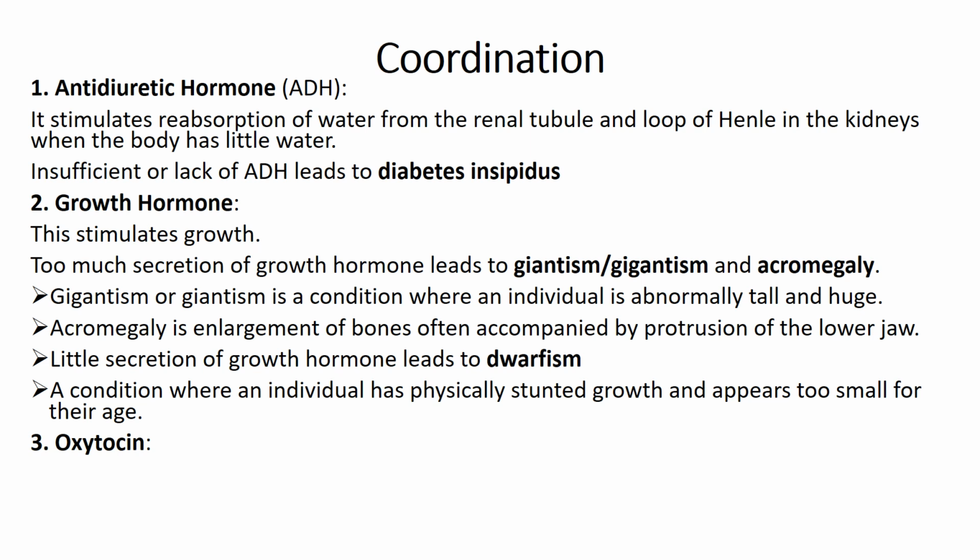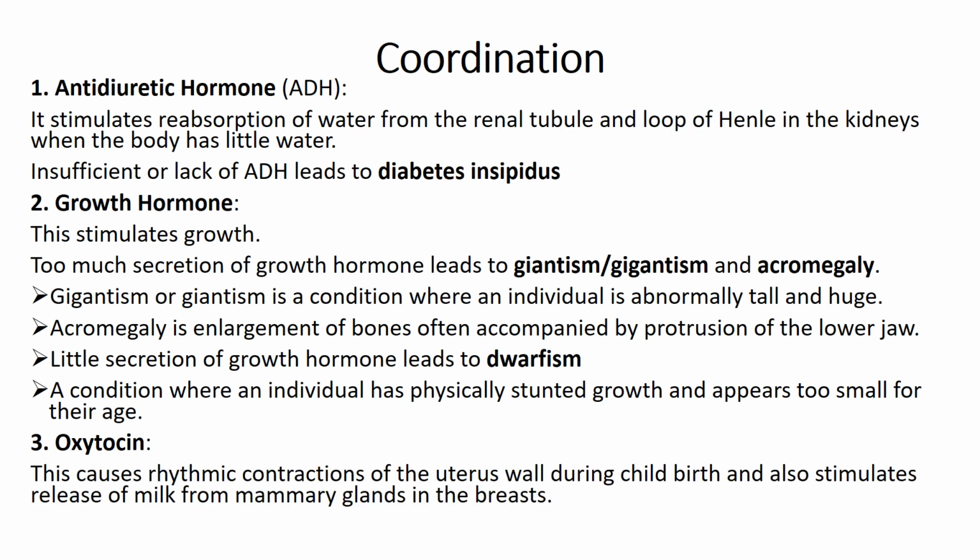The next hormone is oxytocin. Oxytocin causes rhythmic contraction of the uterus wall during childbirth and also stimulates release of milk from mammary glands in the breast. Okay, so this is in women during childbirth, for the walls of the uterus to contract properly. There is a hormone that is in charge, which is oxytocin. Also, it helps in the release of milk from mammary glands in the breast. So mammary glands are the ones that make sure that there is milk coming out from the breast.